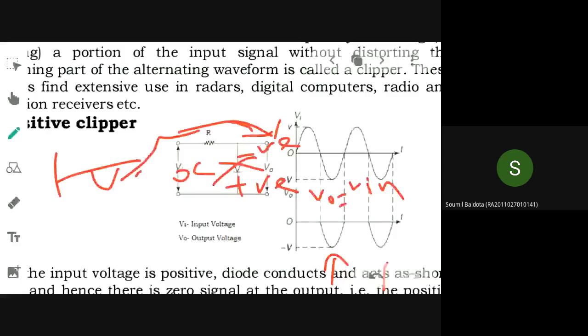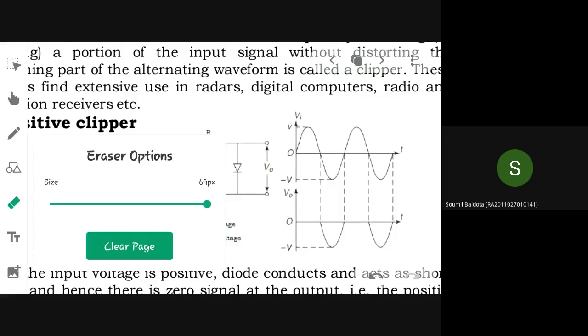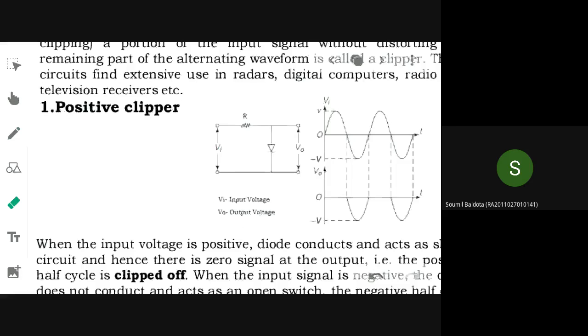This is negative clipper. This is positive clipper. Okay, now I want negative clipping. So what can I do? One simple change only I can do. I want to change the circuit, or transform the circuit, into a negative clipper. So what will I do?